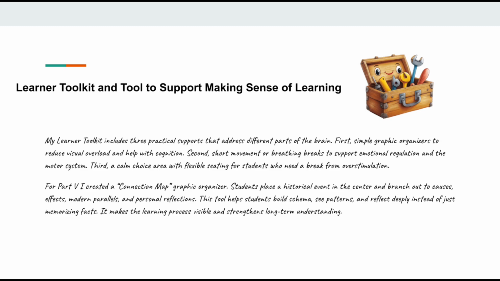And then the learner toolkit, a tool to support making sense of learning. So my learner toolkit includes 3 practical supports that address different parts of the brain. So the first is simple graphic organizers to reduce visual overload and help with cognition. Second, short movement or breathing breaks to support emotional regulation and the motor system. And third, a calm choice area with flexible seating for students who need a break from overstimulation.